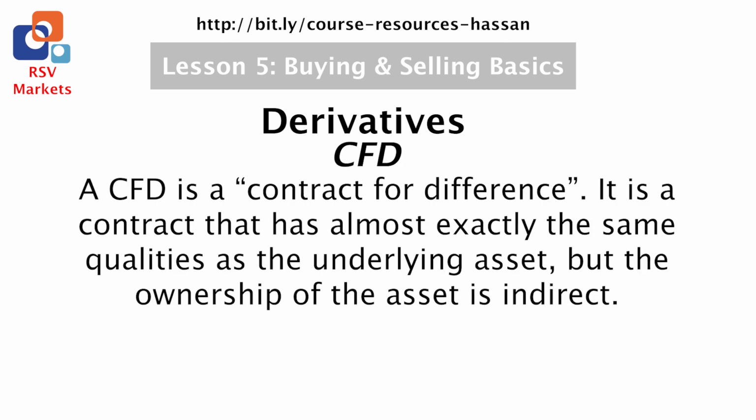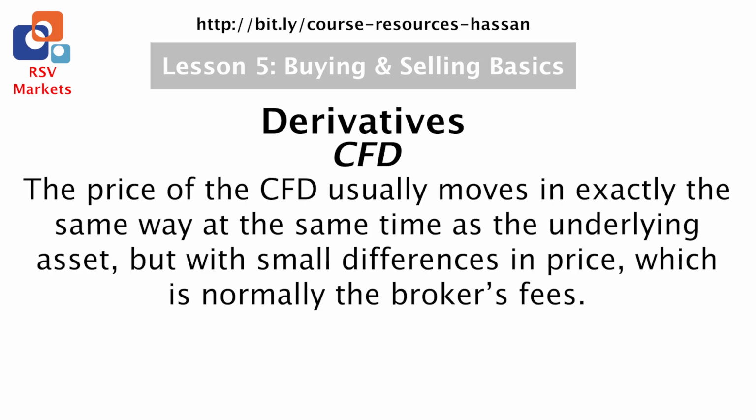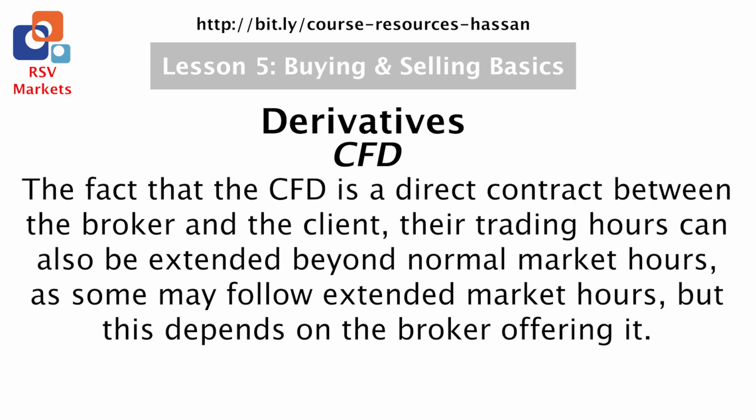CFD. A CFD is a contract for difference. It's a contract that has almost exactly the same qualities as the underlying asset, but the ownership of the asset is indirect. The price of the CFD usually moves in exactly the same way at the same time as the underlying asset, but with small differences in price, which is normally the broker's fees. Since a CFD is a direct contract between the broker and the client, its trading hours can also be extended beyond normal market hours, as some may follow extended market hours, but this depends on the broker offering it.